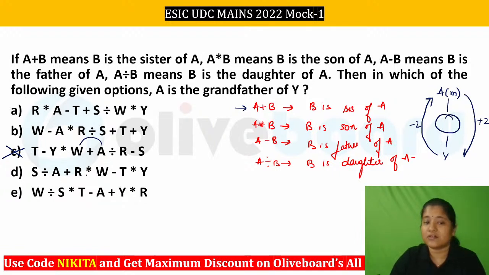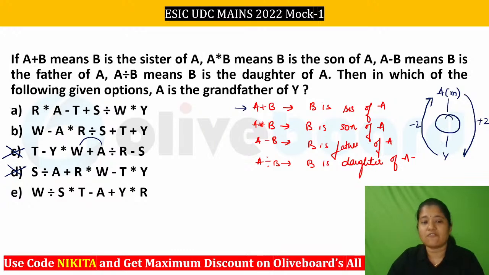What about the fourth one here? Let's check it out. Again, we have to find between A and Y. So S divided by means again B is the daughter. So you can see that S divided by A means A is the daughter of S. Again, you can see this is becoming a female person. That means D also cannot be the right answer here. Nani, very good evening. I hope this is clear. So C and D will be eliminated in this particular question.